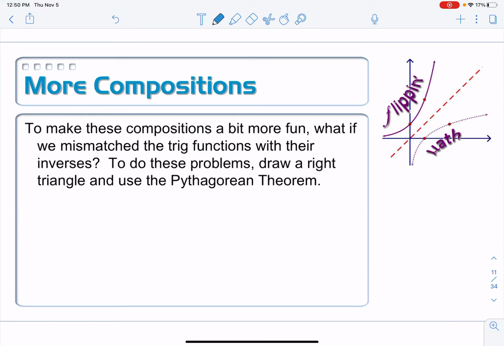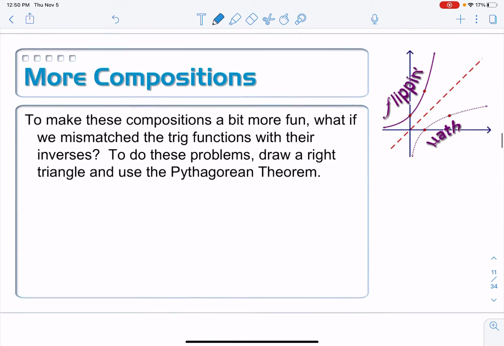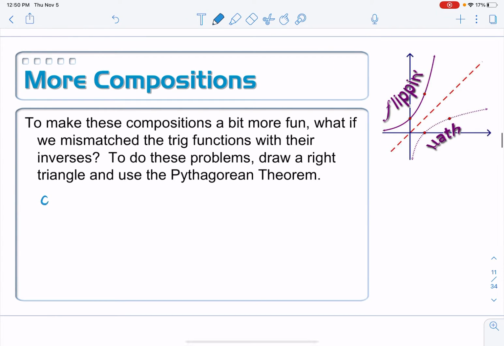To make all of these compositions that we were just talking about a little bit more fun, we're going to mismatch them. So instead of doing stuff like cosecant together with arc cosecant, what if we did something like cosecant composed with the arctangent of negative 5/12? Let's see what this is equal to.